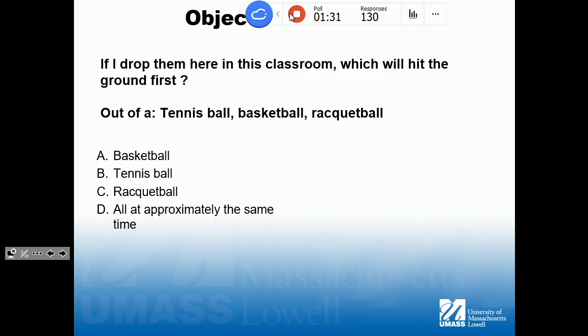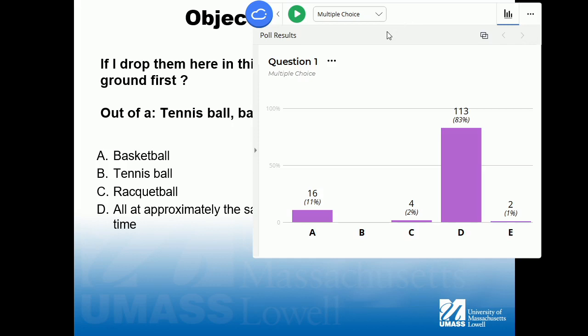Okay, let's go with that's done. And now let's see if I can pull up the answers. Great, so I didn't mean to squeak. Okay, so yes, most of you got it right. They basically land at approximately the same time. Some people just wanted to point out that I didn't have a racquetball, right?